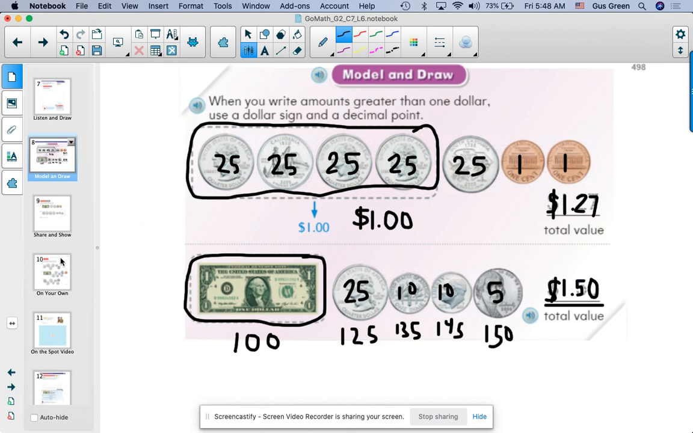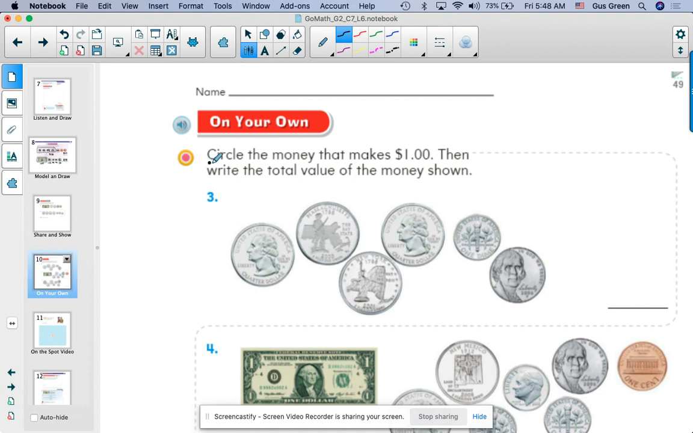Now you'll have several problems like this. It says circle the money that makes $1, then write the total. So you need to go ahead, label the amount of money, put the numbers on here so you remember which one's value is what. Like the nickel's worth 5, the quarter's worth 25. You can use the running total method. And then over here, when you're writing amounts greater than $1, use the dollar sign, then the dollar, then the decimal point, and how many cents more than $1 you have.